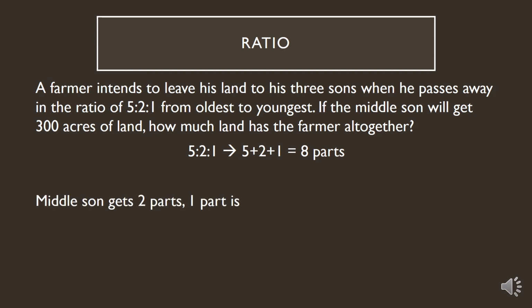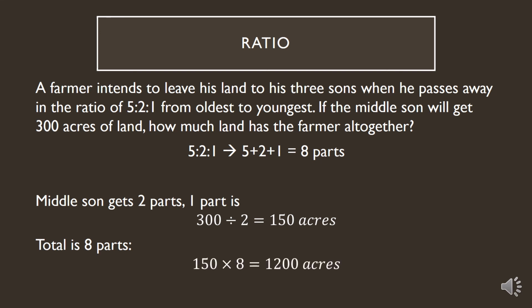Okay, and the middle son gets 2 of those parts. Okay, so our next task is to find one part. So 2 parts was 300 acres. So we do 300 divided by 2 gives me 150 acres. So that's our base amount. One part is 150. There are 8 parts in total. So 150 multiplied by 8 gives 1,200 acres.